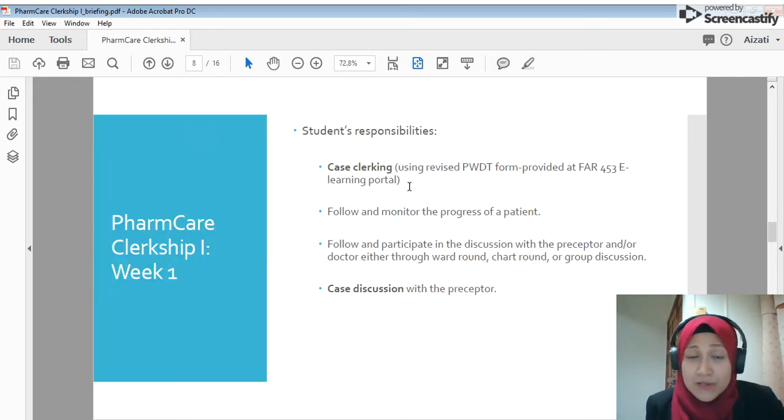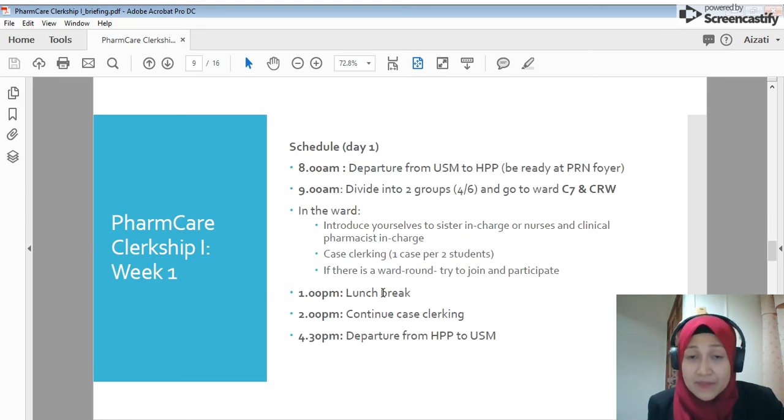So in the ward, you need to do case clerking. You can use the PWDT form, which is uploaded in the e-learn. And you need to follow and monitor the progress of your patient. You are expected to participate in the discussion with the USM preceptor and also the ward pharmacist, and also join ward rounds if possible. And you also need to discuss cases with your USM preceptor.